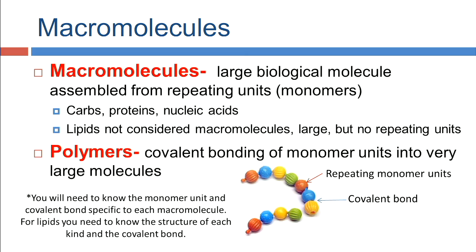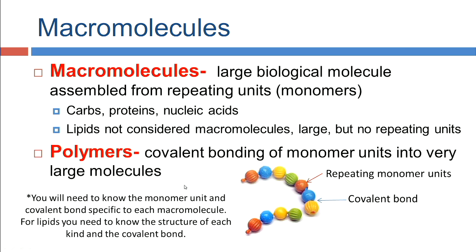Okay, so this is what I was telling you earlier about macromolecules. They're assembled from a repeating unit. So get comfortable with this term, monomer. That's your repeating unit. So if we were in a protein, it would be an amino acid. If we're in DNA, it's going to be a nucleotide. It's the unit that attaches over and over and over and over. Okay, so notice it's only carbs, proteins, nucleic acids. Lipids are not macromolecules. They are very large, but they don't repeat over and over and over. That's not how it works.